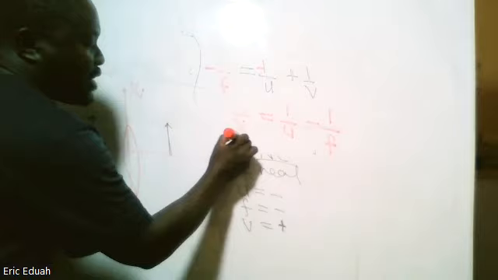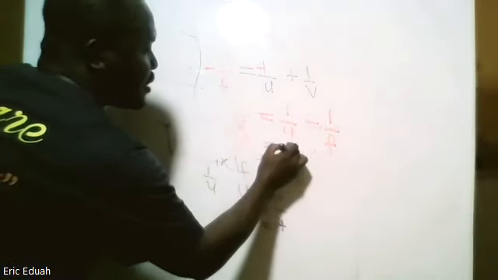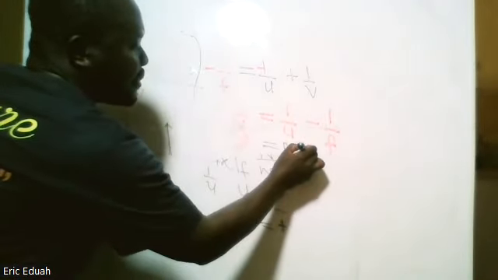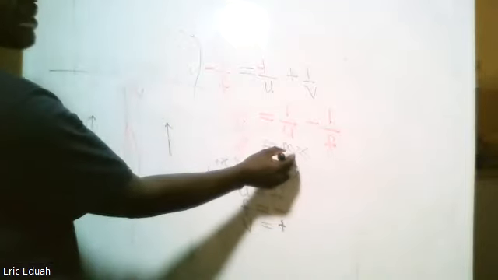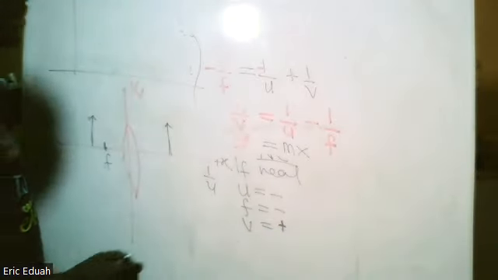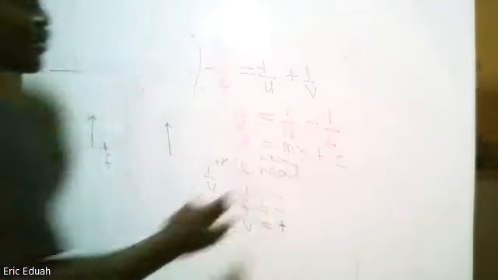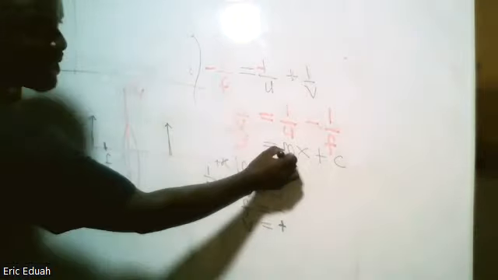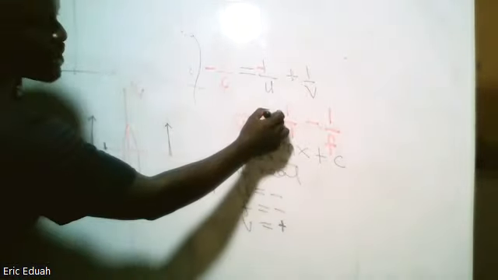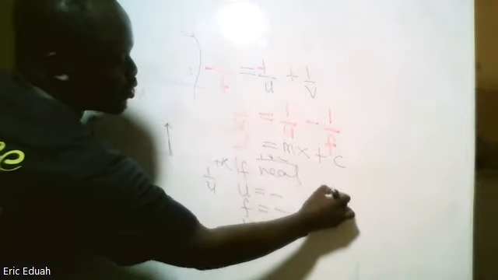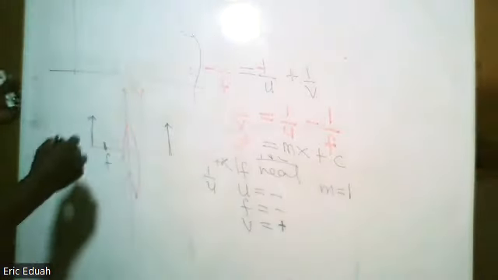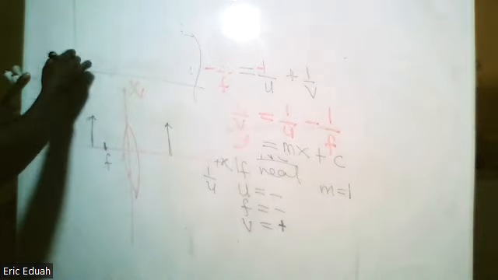1 over V is Y. So Y is equal to mx plus C. Here our x is 1 over U, and our C is 1 on F. So when you plot this, you see the gradient is positive. M is positive. M is equal to 1. So it will be a positive graph.